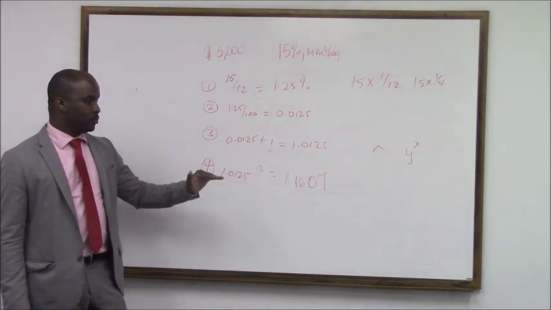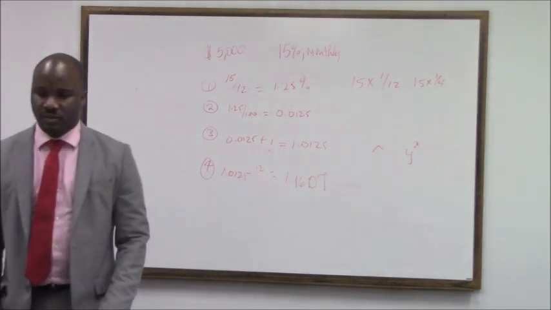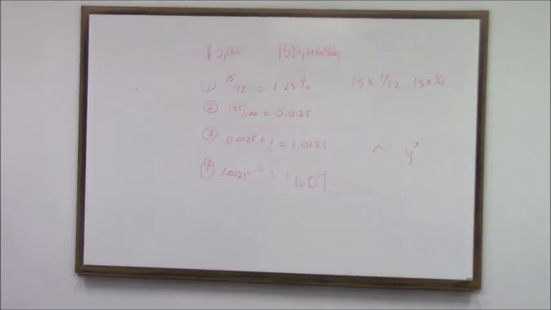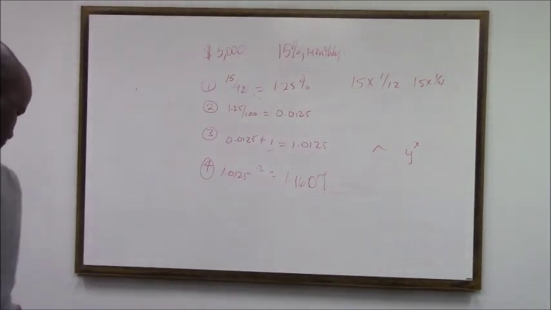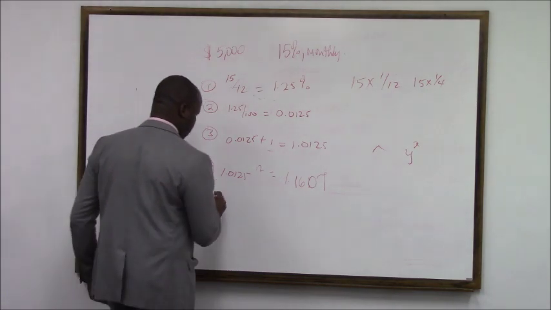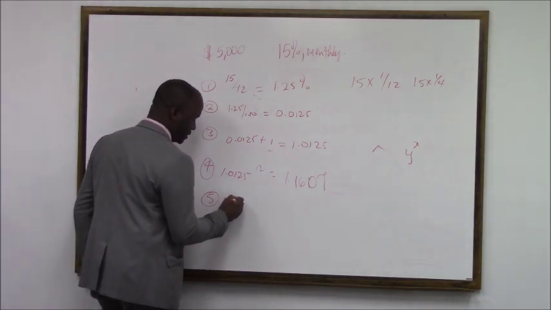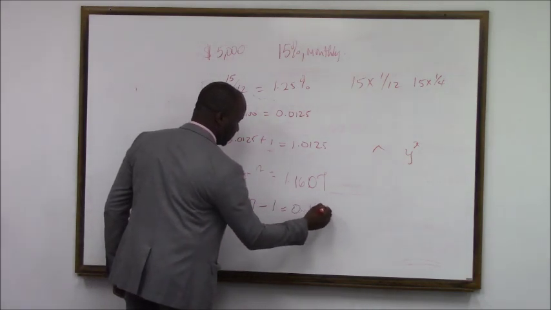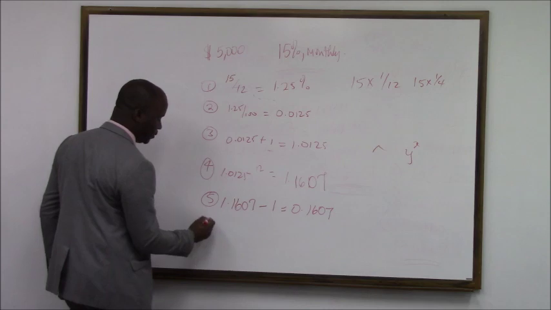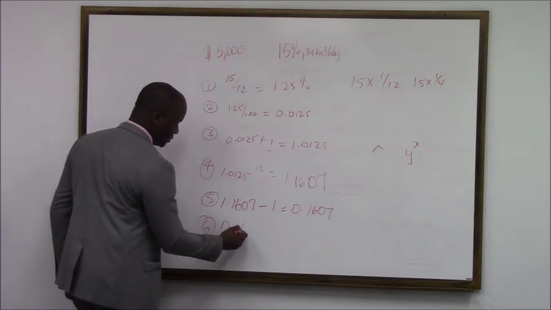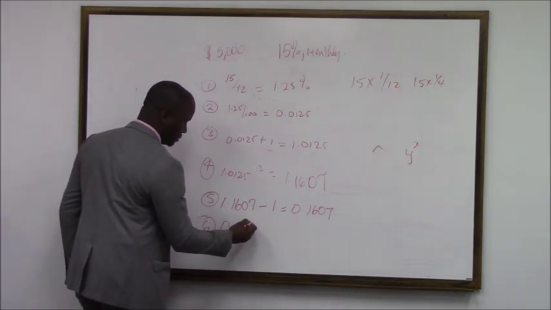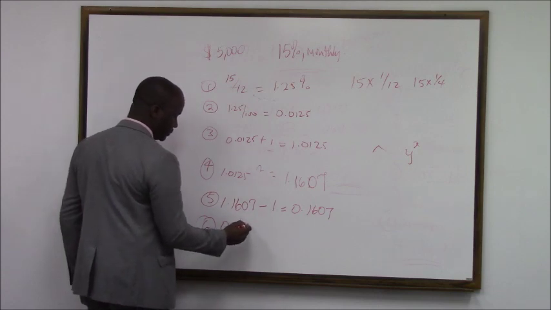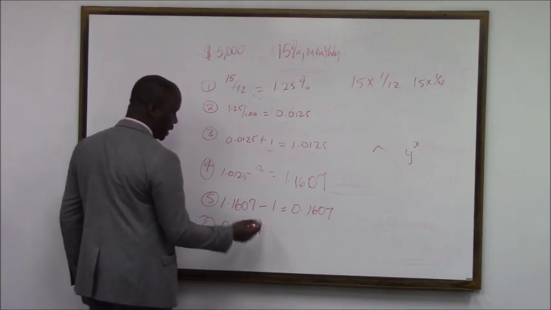What do you then do with this 1.1607? You take back off your 1 because you already used your 1. So 1.1607 minus 1 is 0.1607. And then you make that into a percentage, so it'll be times 100.